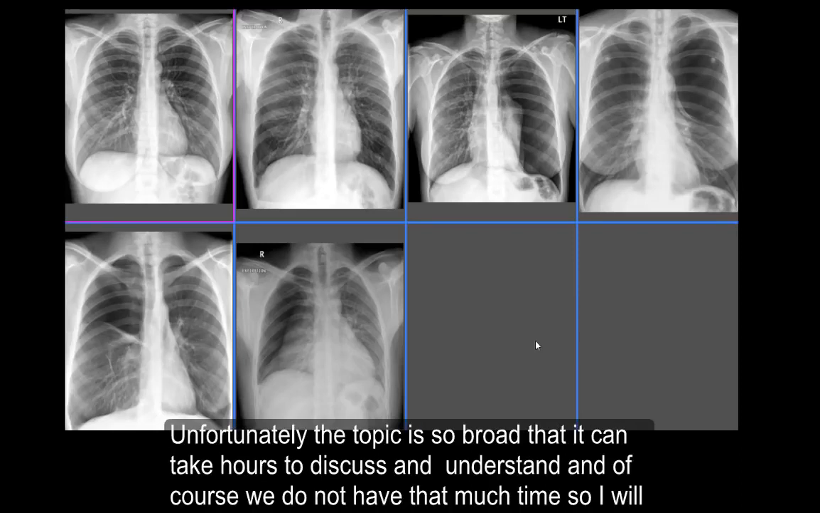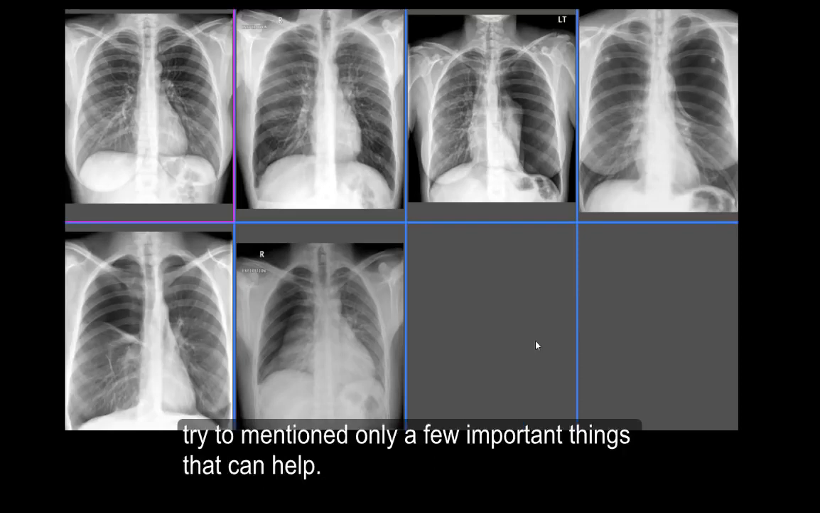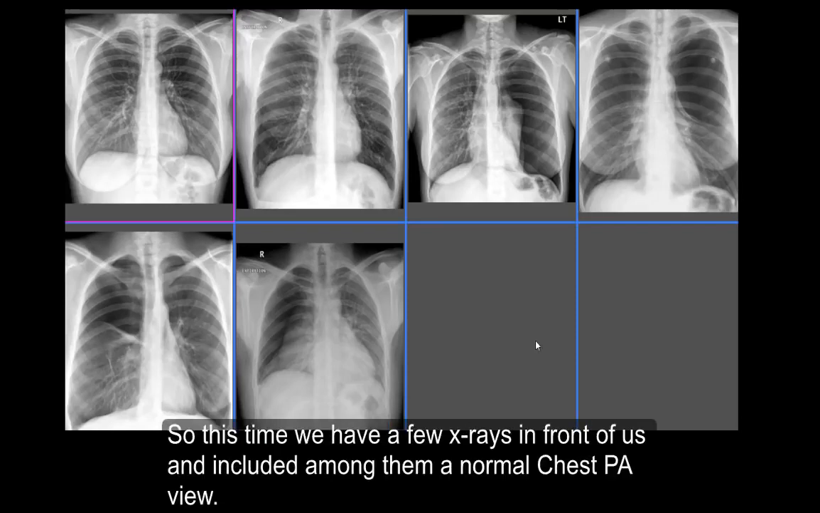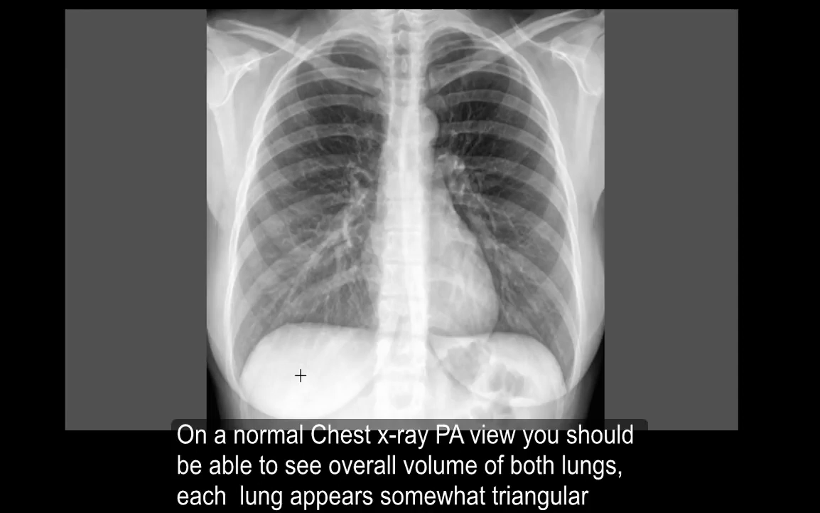Unfortunately, the topic is so broad that it can take hours to discuss and understand, and of course we do not have that much time, so I'll try to mention only a few important things that can help. So this time we have a few x-rays in front of us, and included among them a normal chest x-ray PA view. On a normal chest x-ray PA view, you should be able to see the overall volume of both lungs.